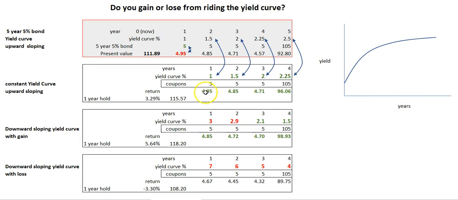Then another positive effect is going to be the fact that this coupon payment was originally discounted by 2 years, and now it's only going to be discounted by 1 year. So it's going to be discounted by fewer years at a lower rate. Both those effects have positive value on the bond. So we shouldn't be too surprised that the value of the bond goes up and the return is positive.